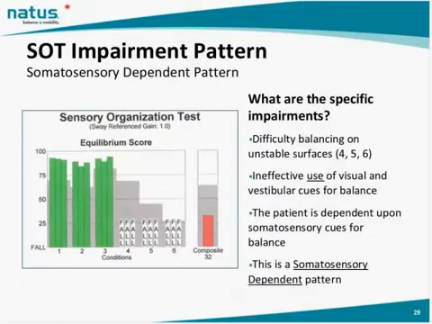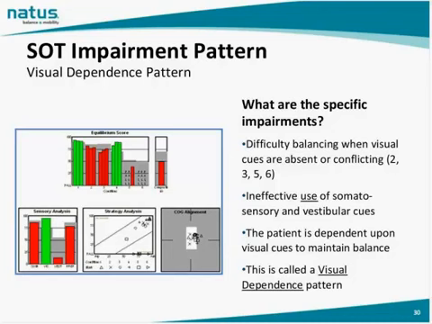So let's take a look at a case. Here we have someone who has perfectly normal scores on conditions 1, 2, and 3 relative to the normative data set, but they fell on conditions 4, 5, and 6. So this is demonstrating ineffective use of visual and vestibular cues for the maintenance of balance. This is commonly referred to as a somatosensory dependent balance problem, and the composite score is low as would be expected. That's in contrast to a patient who has a vision dependence balance problem.